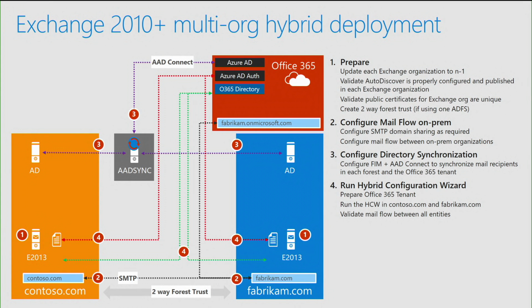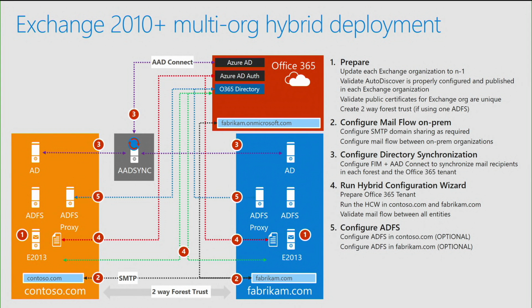And then we run the hybrid configuration wizard, and we'll have to do that in both locations. We'll have to do it in the contoso.com forest and the fabricam.com forest. And that'll go establish all the organizational relationships and the trusts and everything that are necessary for both of the on-premises organizations to trust and communicate with the Office 365 tenant. Once that's done, we should actually have mail flow working in a secure way between all of the different organizations that make up this diagram.